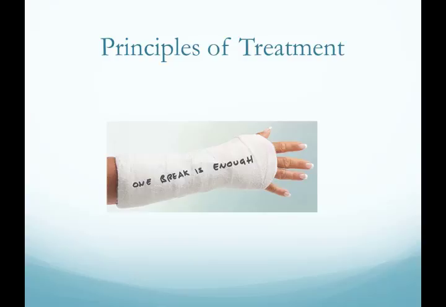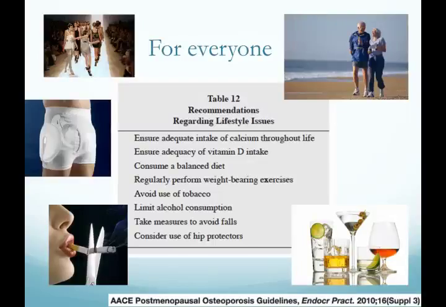So 1 break is enough. When someone has had a break, it's important to grab them then and start treating them. These are things that you would do for everybody: adequate vitamin D intake, adequate calcium intake, weight-bearing exercises, avoiding use of tobacco, excessive alcohol, taking measures to avoid falls, and using hip protectors, which are these undergarments with cushions. I guess people probably don't really like them, but if you have a really thin patient who falls frequently and you can't do really anything else about them, at least you can cushion them.